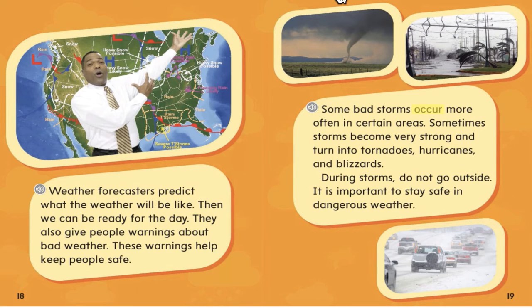These warnings help keep people safe. Some bad storms occur more often in certain areas. Sometimes storms become very strong and turn into tornadoes, hurricanes, and blizzards. During storms, do not go outside. It is important to stay safe in dangerous weather.